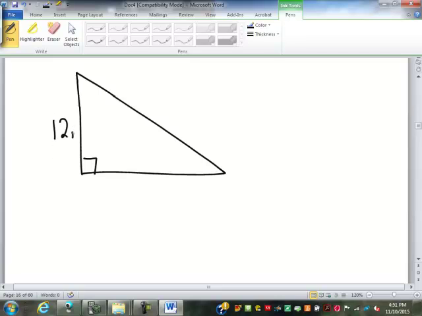Well, let's say this is 12. We're going to leave inches and feet off of it. We're just going to put numbers. So let's say that is 12, 16, and we'll call this X to find X. What 2 sides are my legs? 12 and 16. So I'm going to call those A and B. Therefore, X must be the hypotenuse, side C.